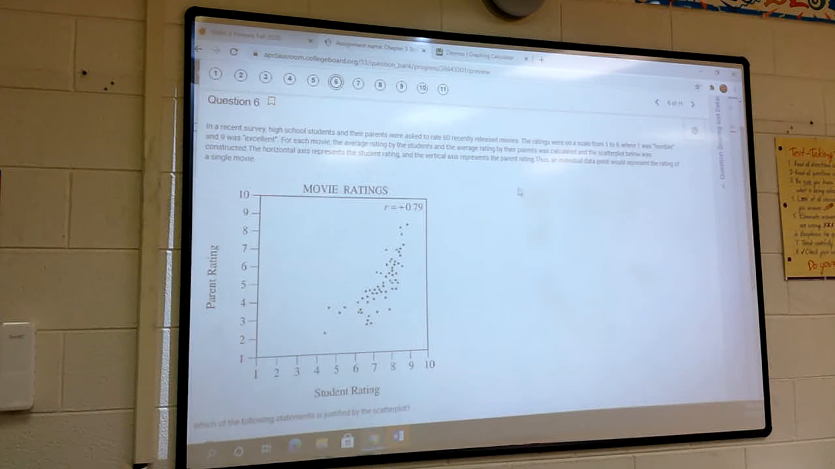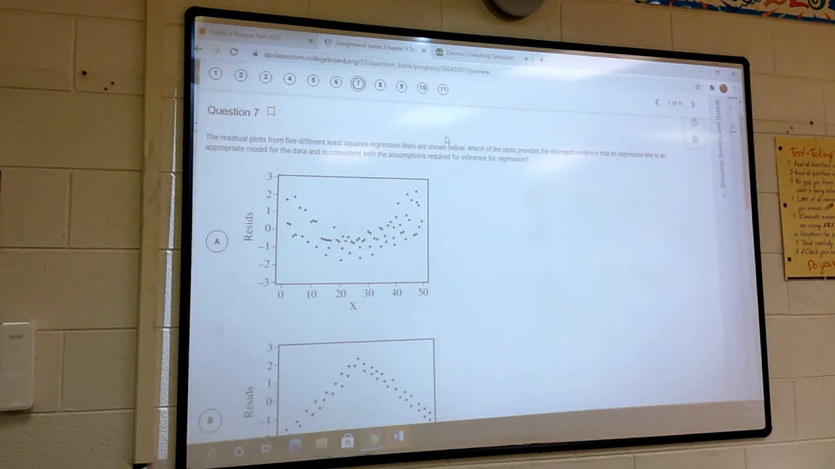The question says, which of the following statements is justified by the scatter plot? So you have to be looking at the scatter plot and make sure that that answer goes through. Again, I would read on these AP exams, I would read all of the answer choices to eliminate answers.